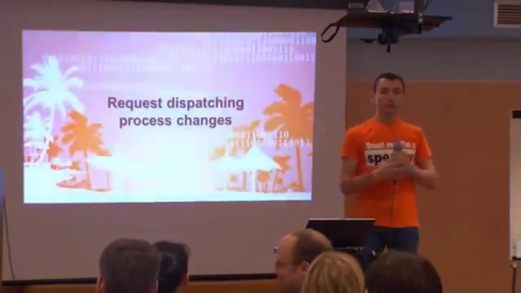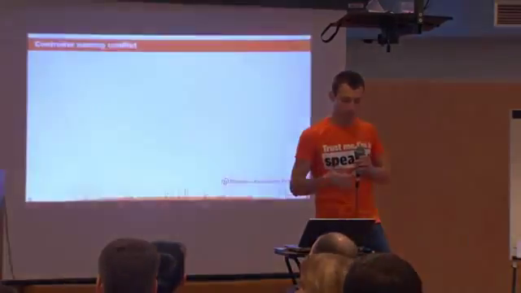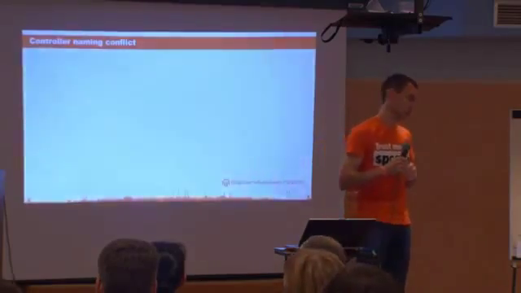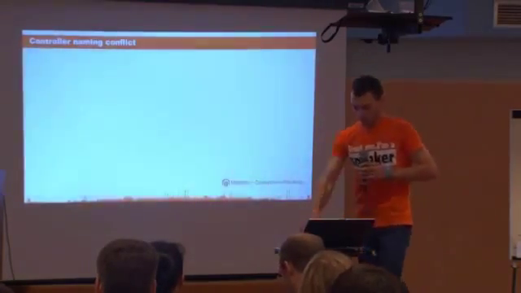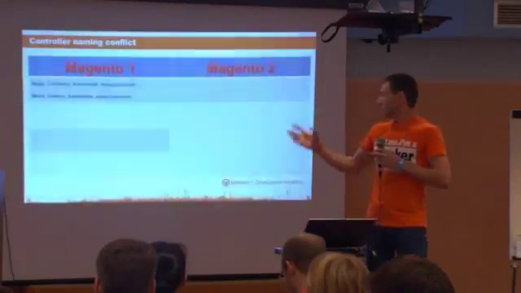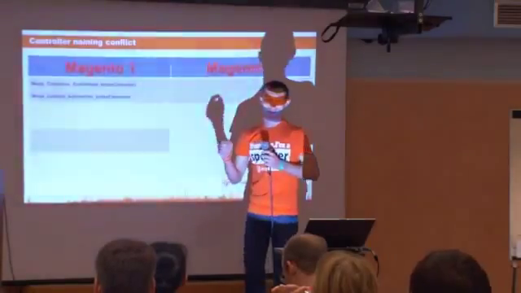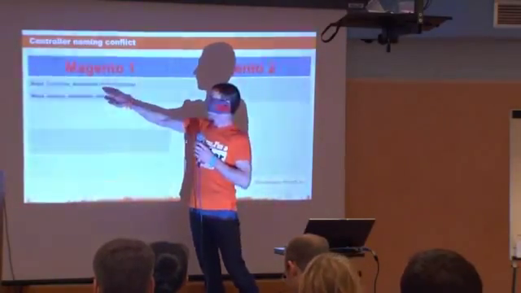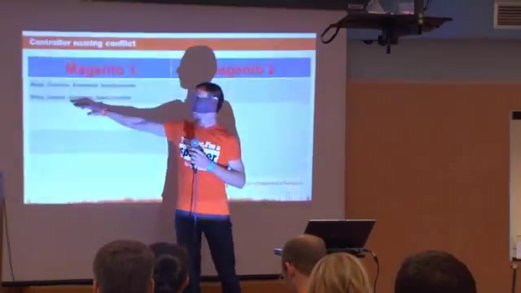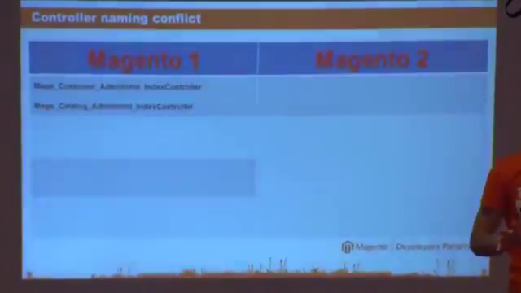I want to start this topic with a review of one problem that we have in Magento 1. This problem is controller naming conflict. For example, we have 2 different modules, Mage Customer and Mage Catalog, and each of these modules has a controller: Mage Customer admin HTML index controller, and Mage Catalog admin HTML index controller. From the point of view of controller naming, everything is right.